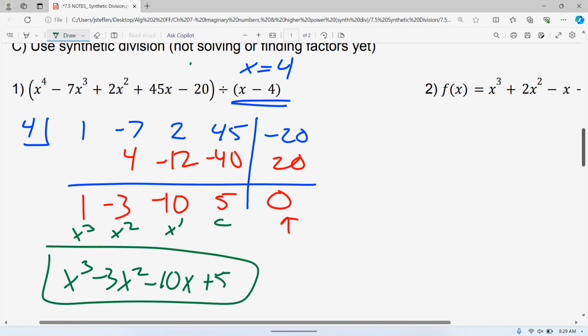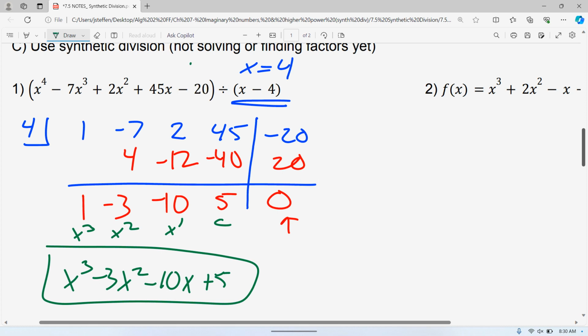So if you take x to the third minus 7x to the third plus 2x squared plus 45x minus 20, divide that by x minus 4, you end up getting the answer x to the third minus 3x squared minus 10x plus 5. Now again, there's a lot of cool things you can do with that. Tomorrow we'll learn how to solve and find all of our zeros with this. Not today. That would be a nightmare, in that polynomial.